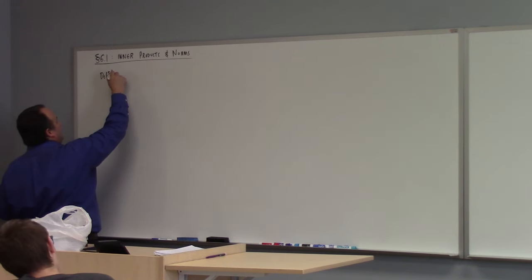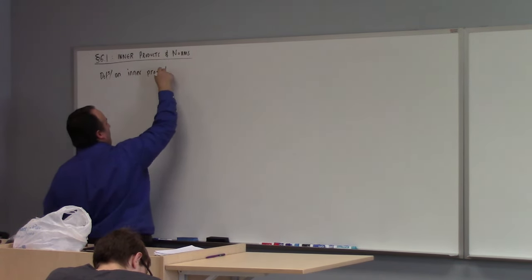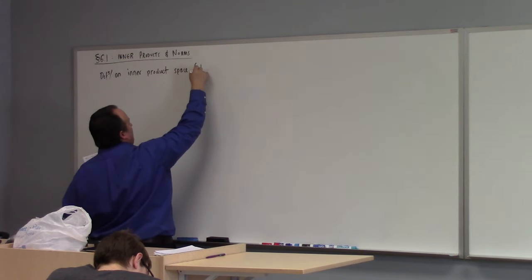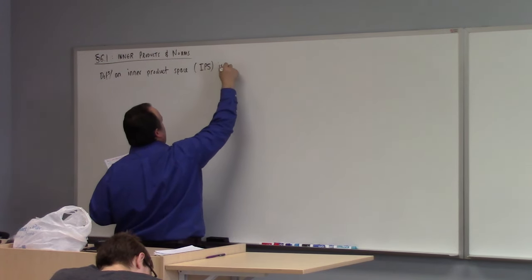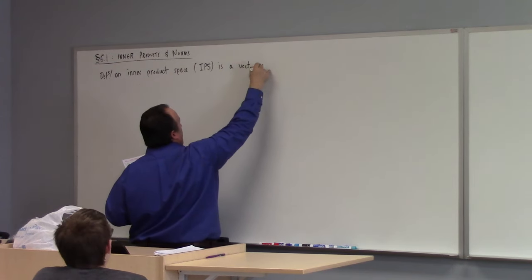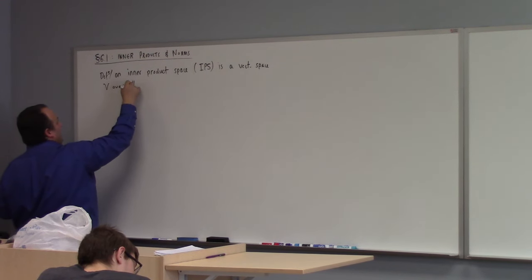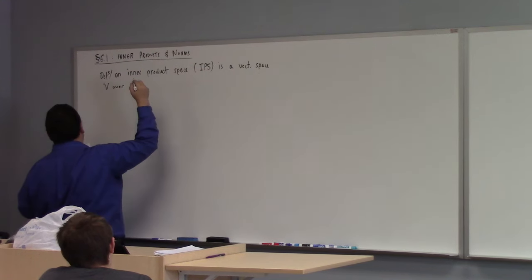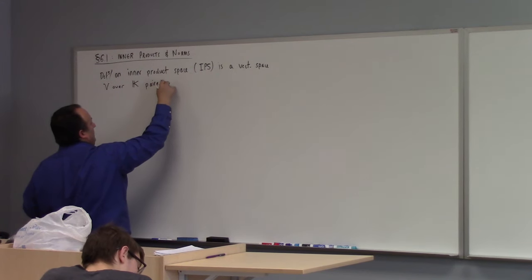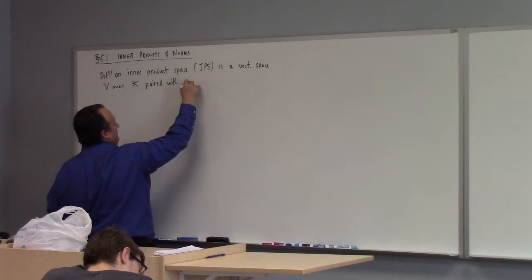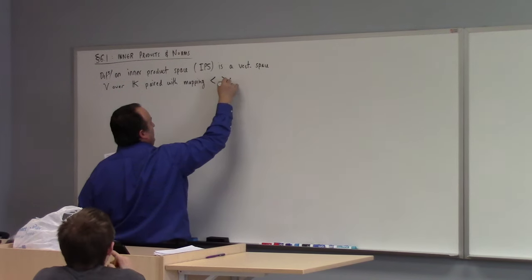An inner product space, which I think I'm going to call an IPS because I get tired of writing inner product space every time here, is a vector space V over K, a field, paired with a mapping, which we'll use this notation for.